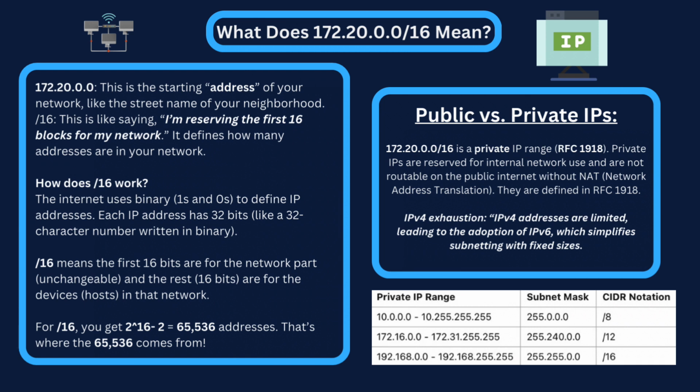Think of 172.20.0.0 as the street name for your network. The /16? That's the zoning law, telling us how many houses, IP addresses, can fit on this street. 65,536. Crazy, right?